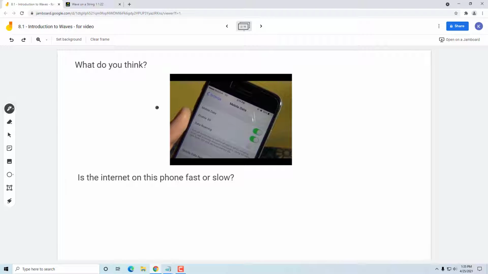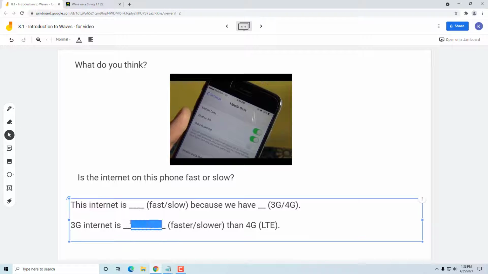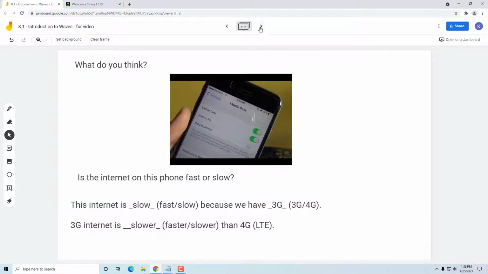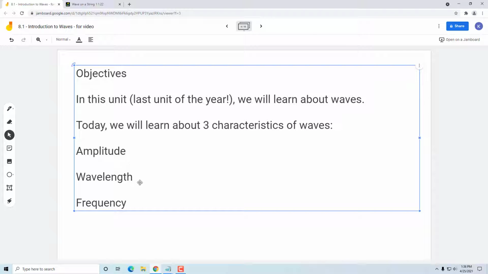On your phone, if it says 3G, we know that 3G internet is going to be slower than 4G. So 3G is slower than 4G. So this internet is fairly slow because we have 3G. So why is 3G internet slower? Well, to understand that, we have to understand waves better. In this lesson, we will learn about amplitude, wavelength, and frequency.